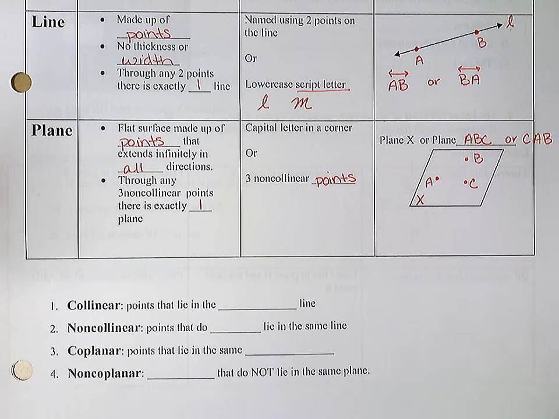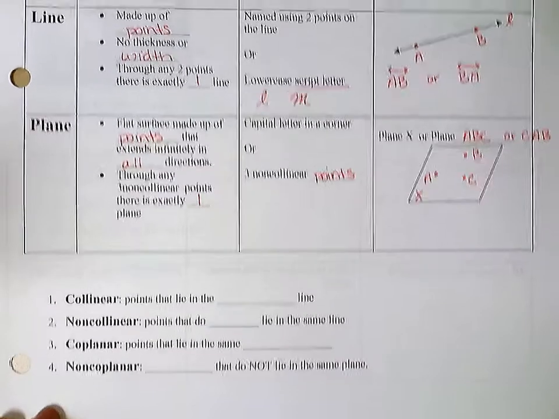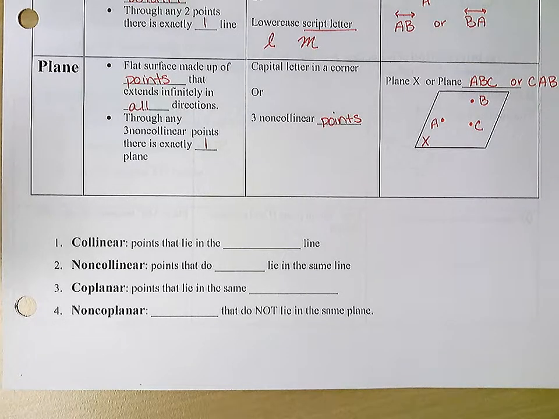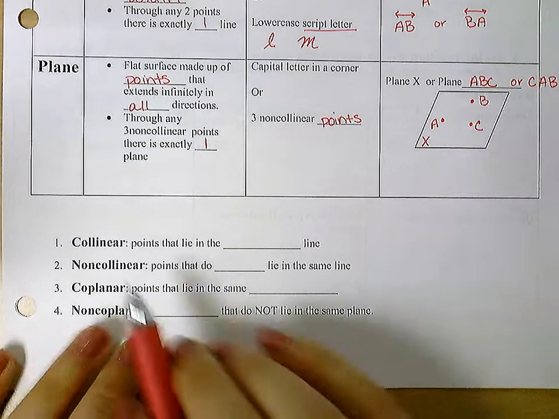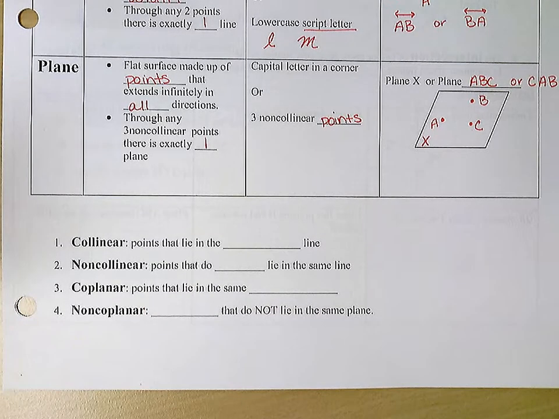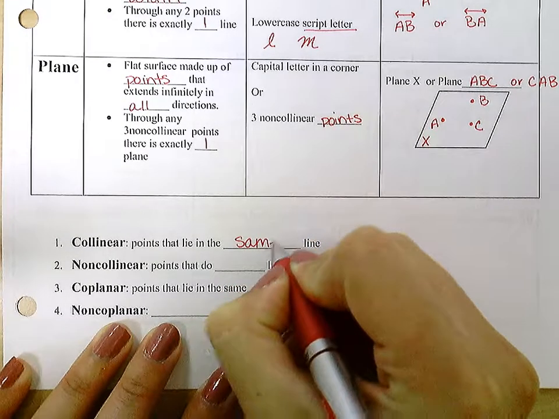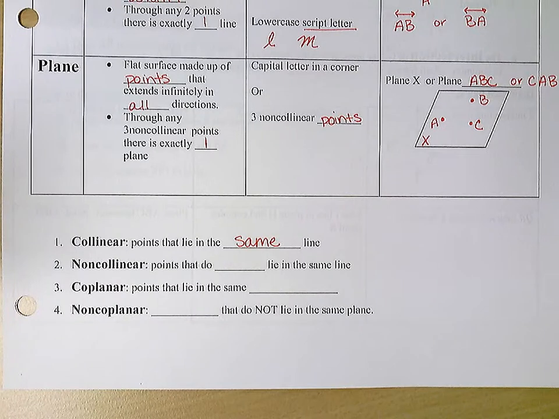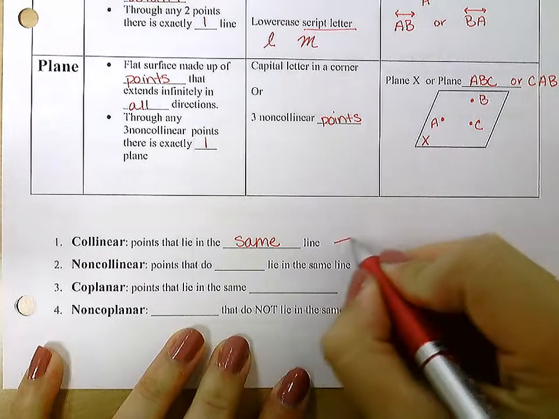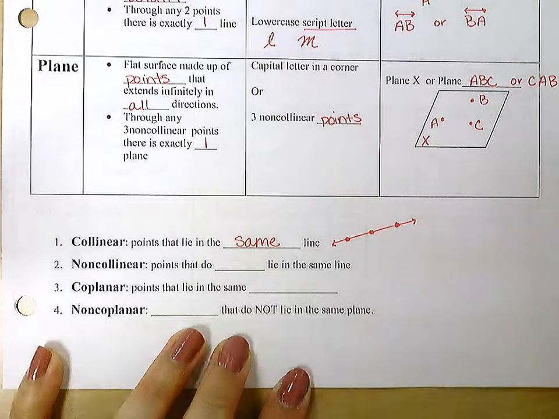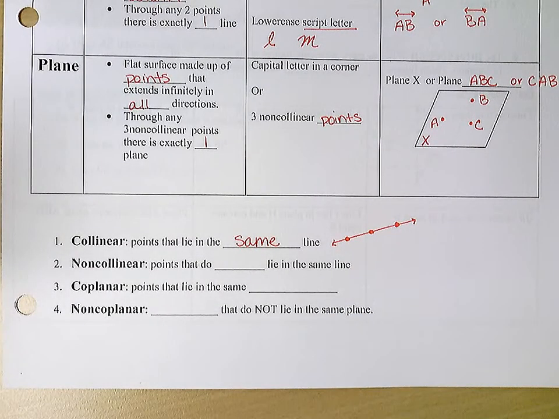All right, so I have some vocabulary here at the bottom. First one is collinear. You do have to know what collinear means. So collinear is when points lie in the same line. So if I have a line, all of your points have to lie on that line. Okay, you can't have one floating away from it.